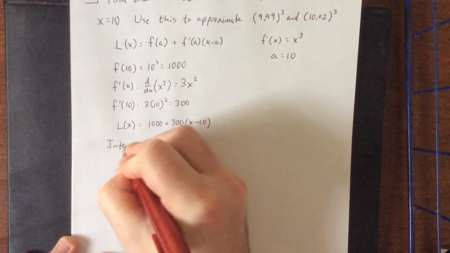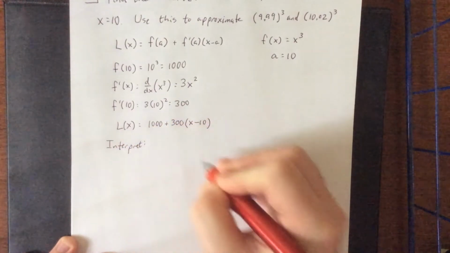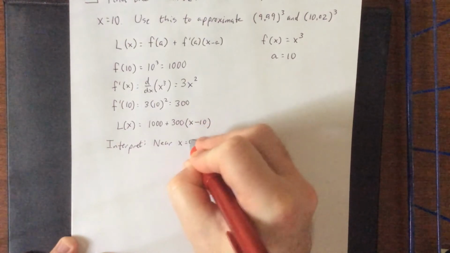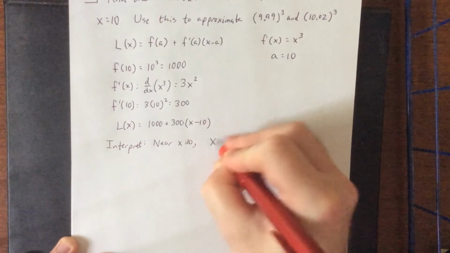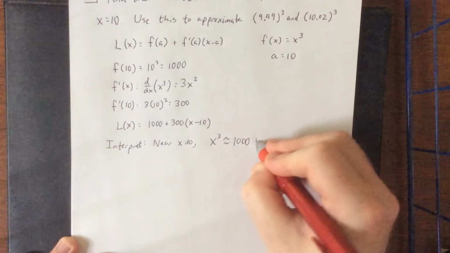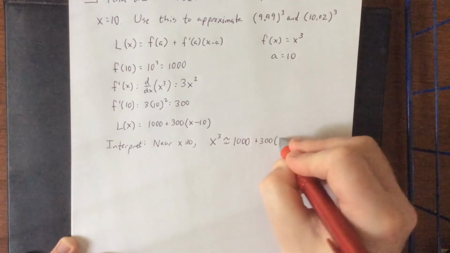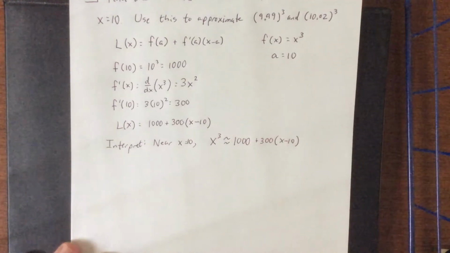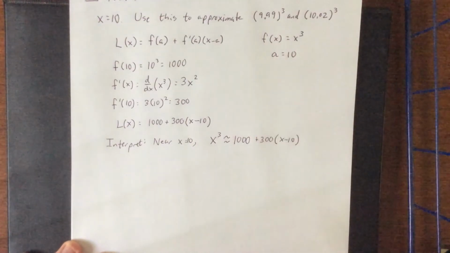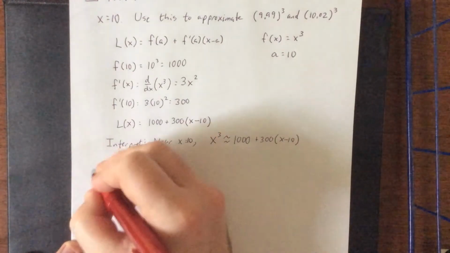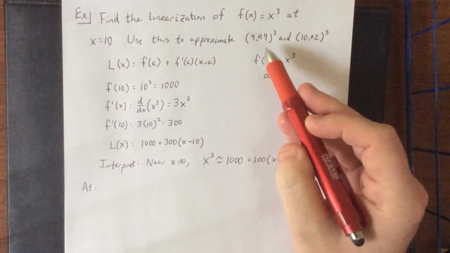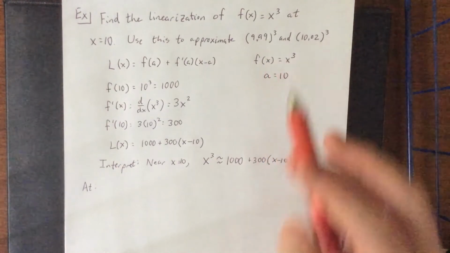The interpretation of this linearization is as long as we are near x equals 10, what we're saying is that x cubed is going to be approximately the same as 1,000 plus 300 times x minus 10. So if we can figure out a good value of x to plug into either of these, we can get a pretty good approximation of what that number cubed is. So to actually interpret what we said earlier, we're going to try 9.99 cubed and 10.02 cubed.